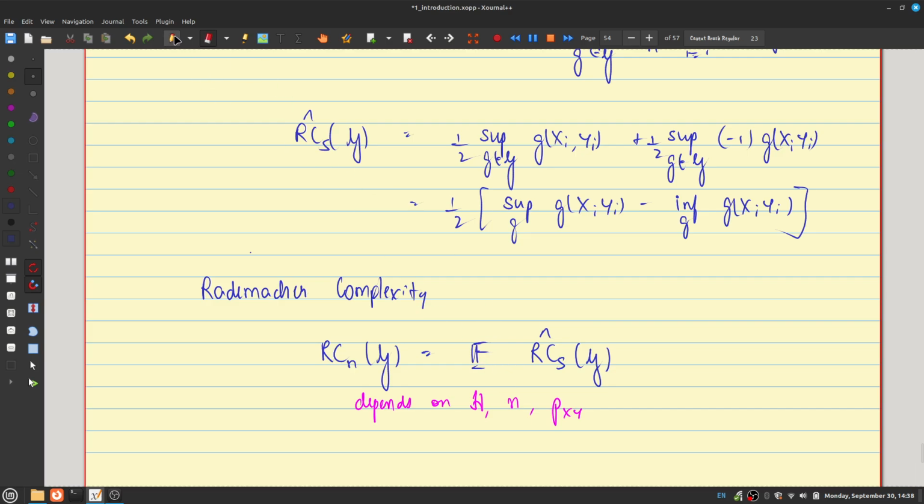so it's the expectation over S distributed according to P_xy, with n samples, IID P_xy.